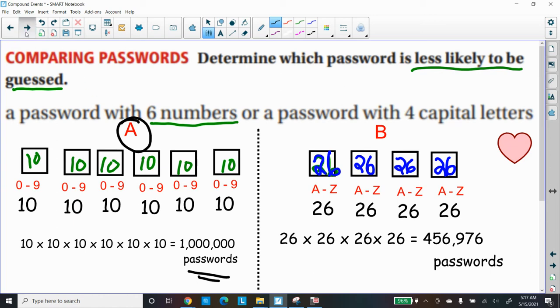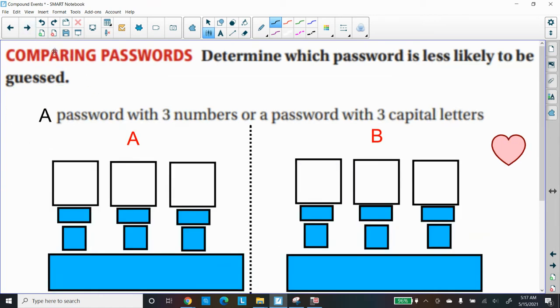Good one, Josiah. Well, here's one for you. Determine which password you would be less likely to choose to be guessed. A password with 3 numbers or a password with 3 capital letters. So I'll let you work it out and you tell me what you think. Pause the video and let's see.